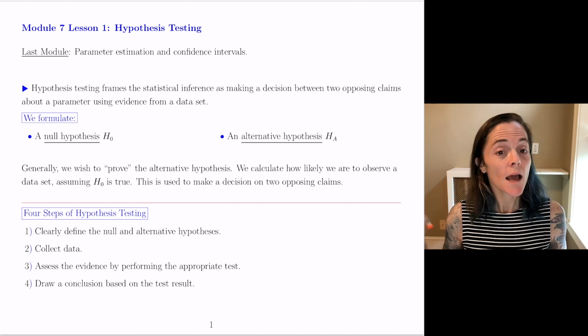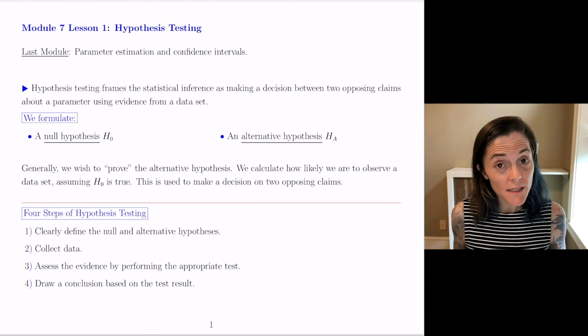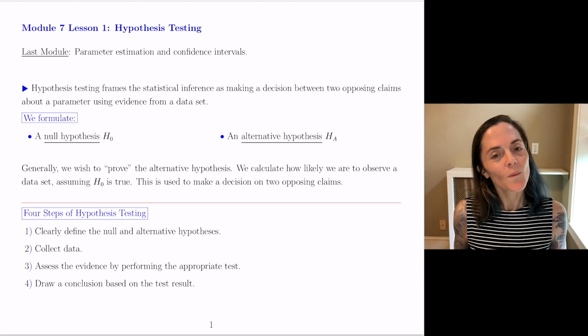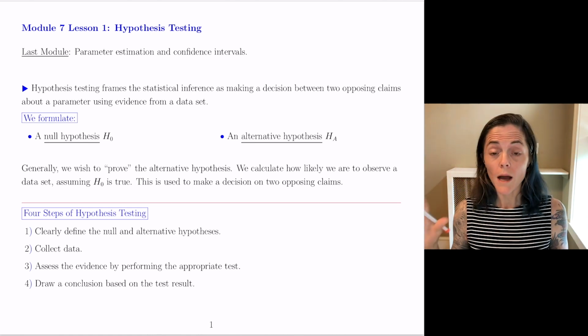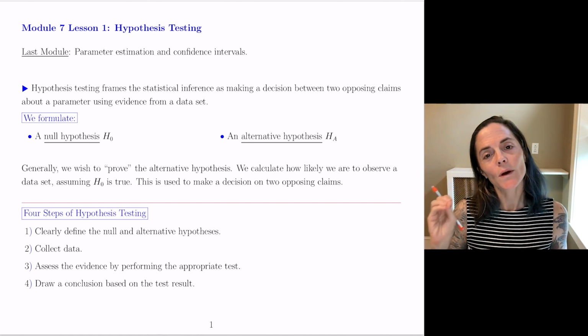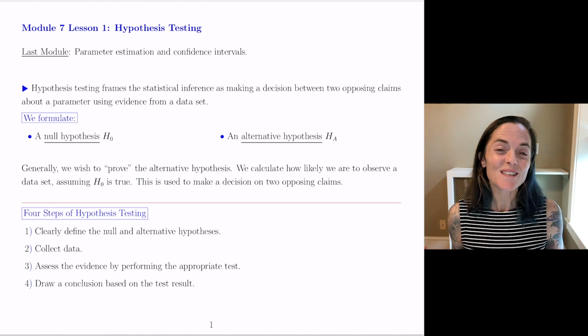Hello, students. We are here to discuss hypothesis testing. This is our first lesson in Module 7. While generally we will be discussing hypothesis testing this whole module, in this lesson I will introduce a lot of the terminology, and we will also discuss the one sample t-test.